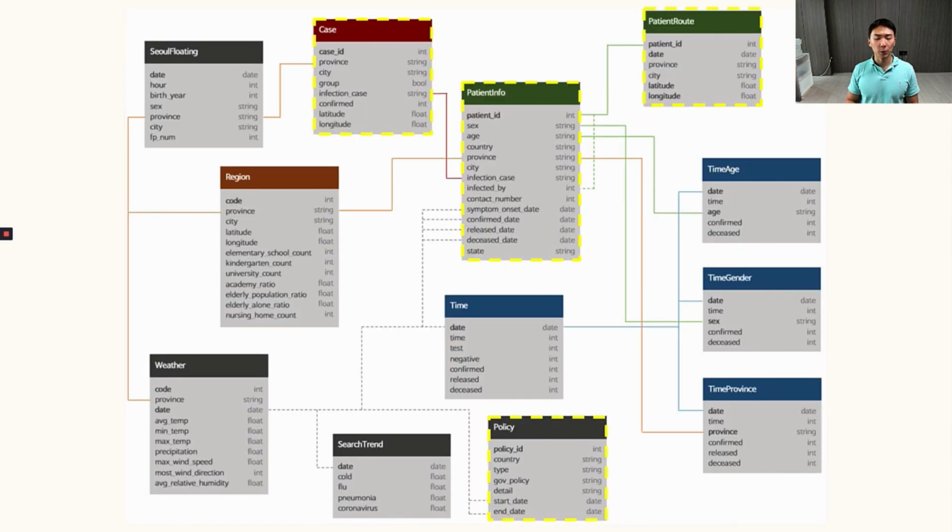What I've presented to you so far is not an exhaustive list. This is a schema of our dataset, and it shows how each table is related to the other tables. The ones we've described above are tables enclosed in dotted yellow lines, and you can see that the dataset contains much more peripheral data, such as Seoul's population flow data or Korea's search trend data.